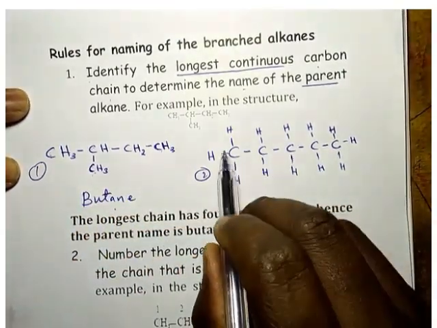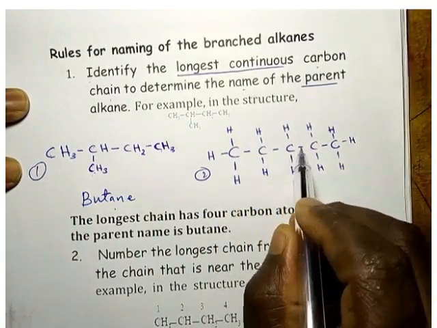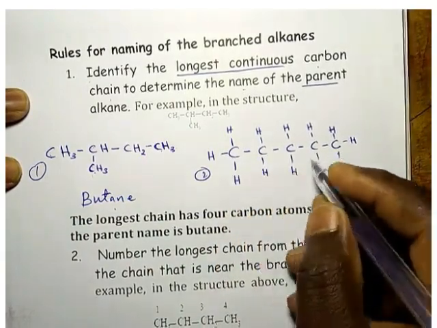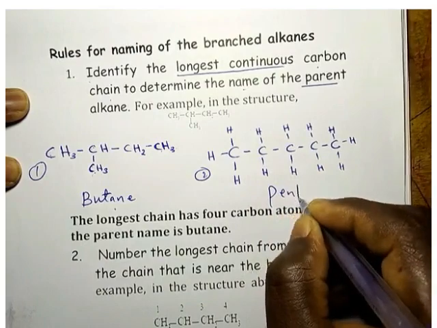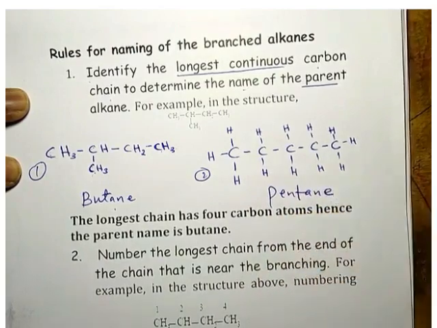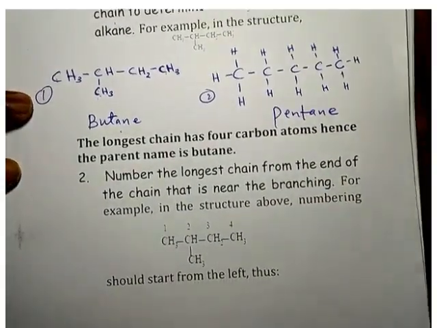This one I will count, the longest carbon chain is 1 2 3 4 5. It means the parent name is pentane. That is the parent name.